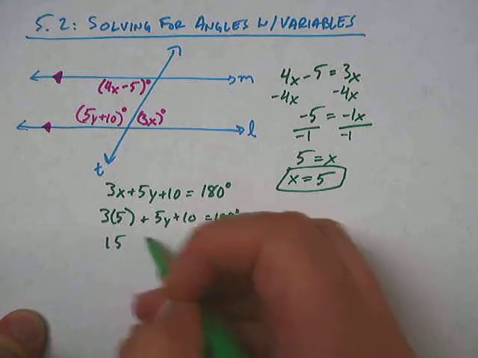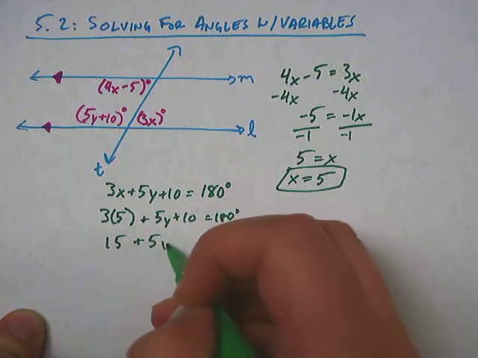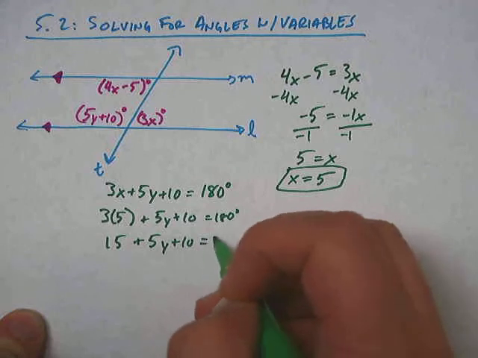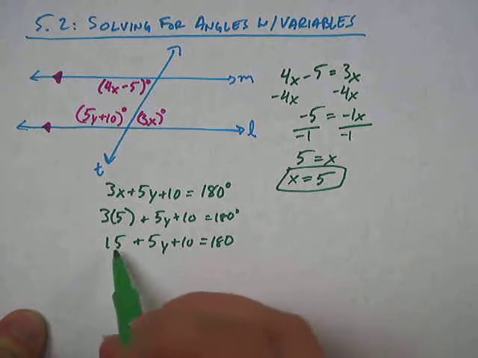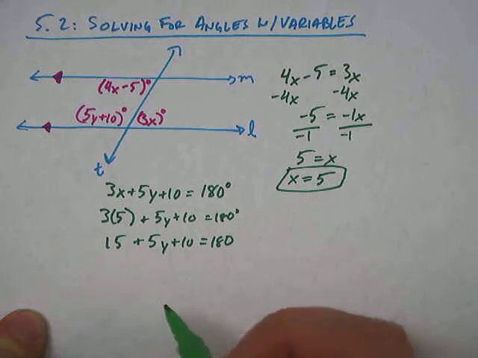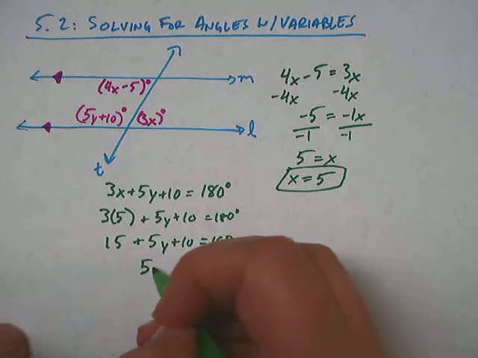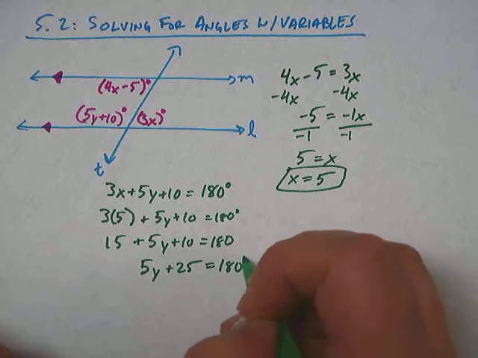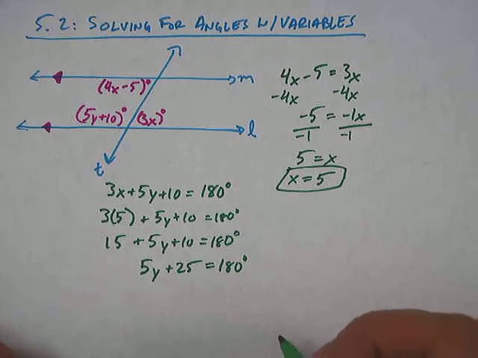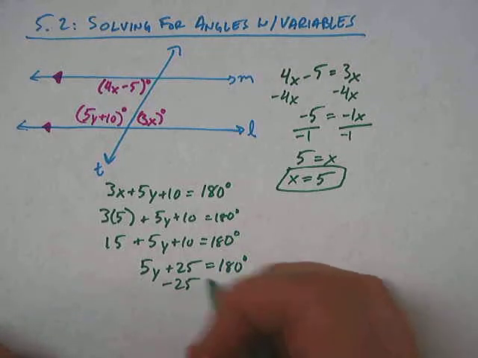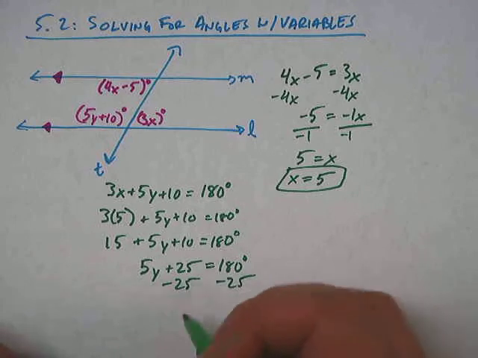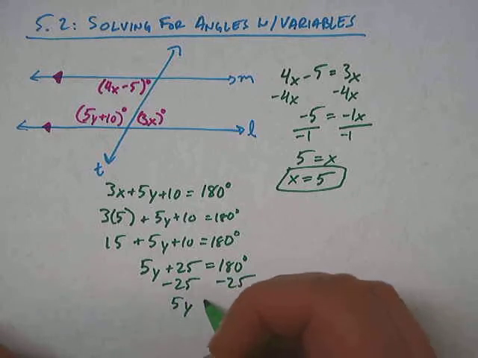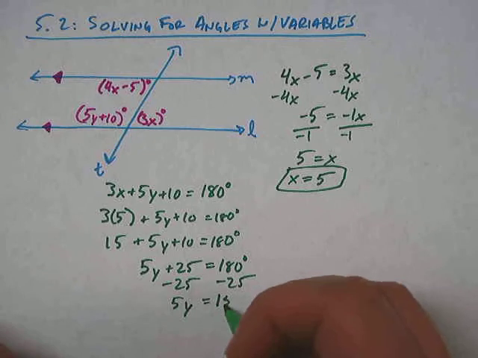Then we can multiply and simplify things from there. Now we can combine our like terms, so 15 and 10 makes 25. So we get 5y plus 25 equals 180 degrees. We can subtract 25 from both sides, so we get 5y equals 155.